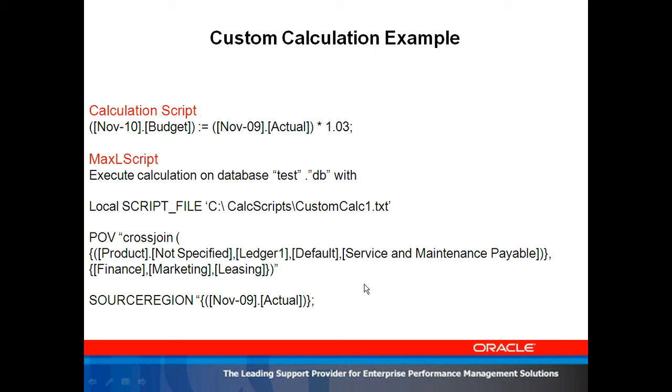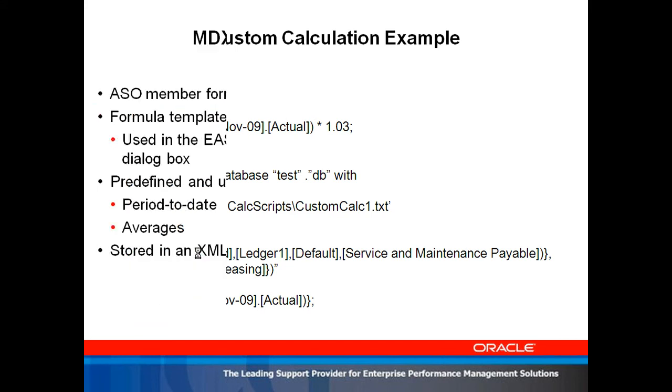The target region, however, is optional, and if it's not used, it's simply based on the target that you see in the calculation script. So my target is going to be here, and based upon the point of view in the POV keyword specification.